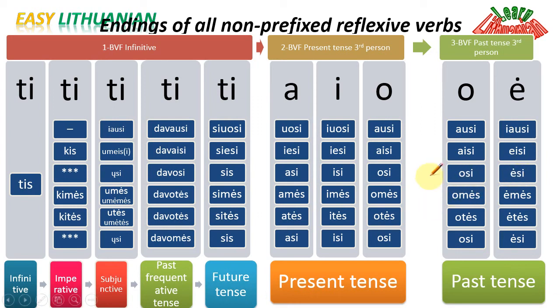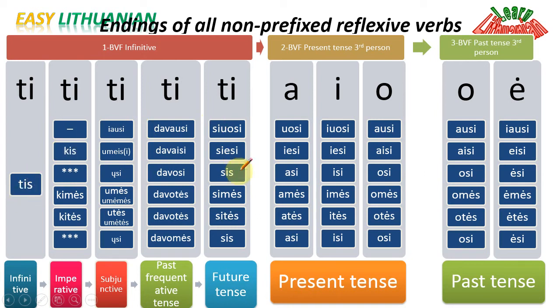Or norėjosi. Norėjosi. You don't change the ending if it's a basic verb form, the second or the third. And if it's the first basic verb form, this is the infinitive, you only add se.